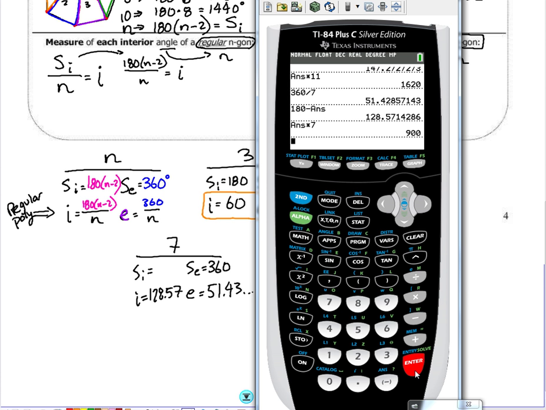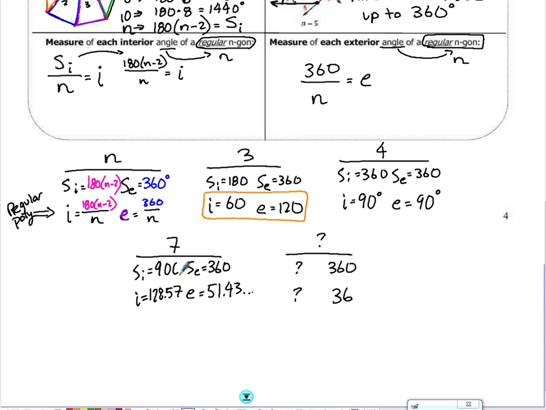SI is 900 degrees. If you look at example number 2, if you remember that this is E and this is SE, then if I divide the sum of the exterior by the exterior value, I get the number of sides. When I divide 360 by 36, I end up with n equals 10. Once I have that, I might go ahead and jump over here.